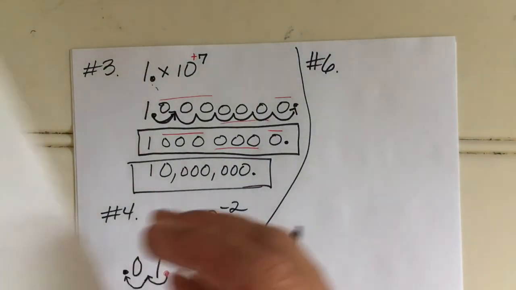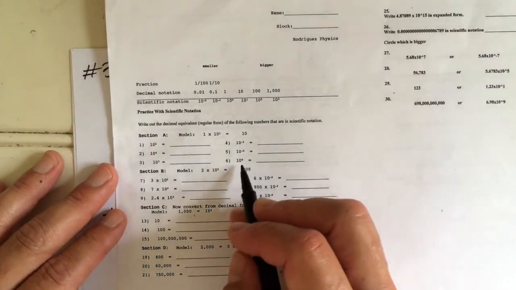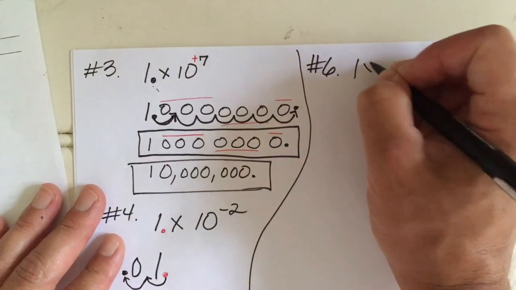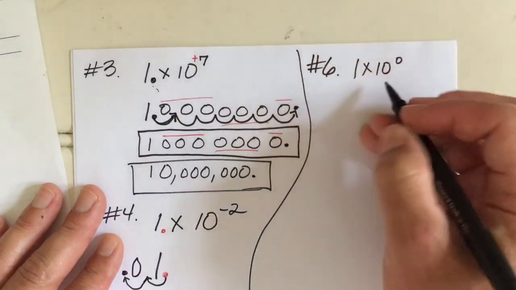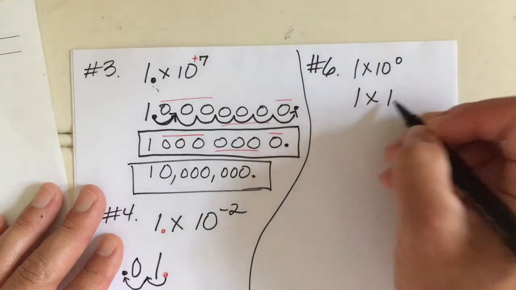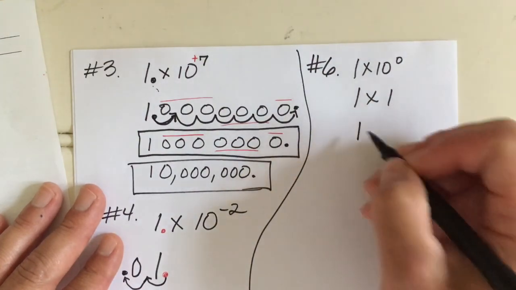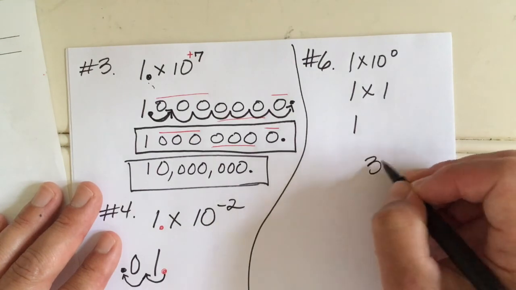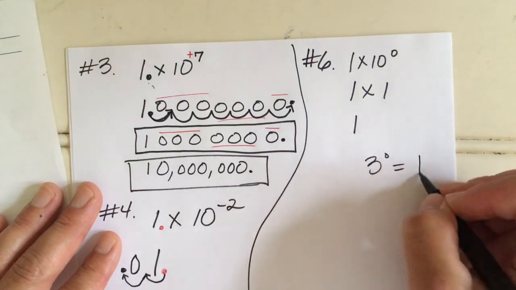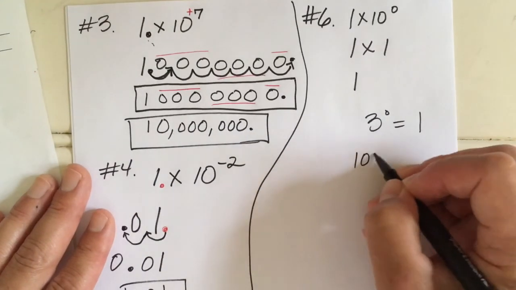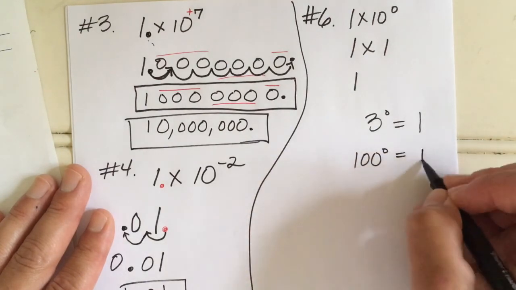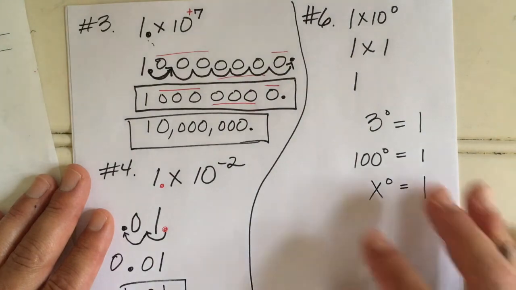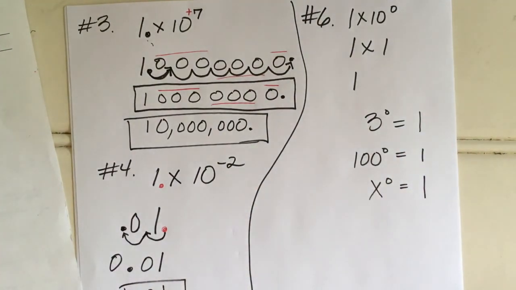All right, number 6 says 10 to the 0. We said 10 to the 0 is what? Hopefully you remember. You should be saying that 10 to the 0 is 1, so this becomes 1 times 1, which is equal to 1. Remember, anything raised to the 0 power, 3 raised to the 0 equals 1, 100 raised to the 0 equals 1, x raised to the 0 is equal to 1. So there you go, there's something to remember there.